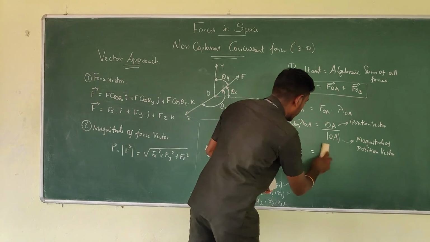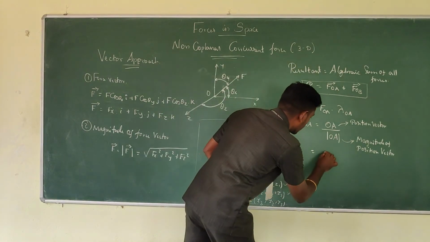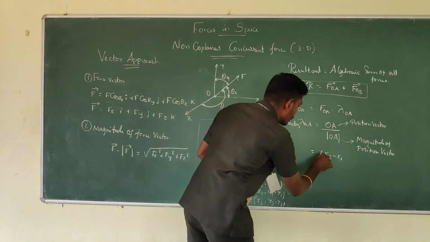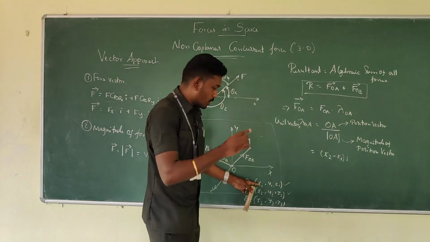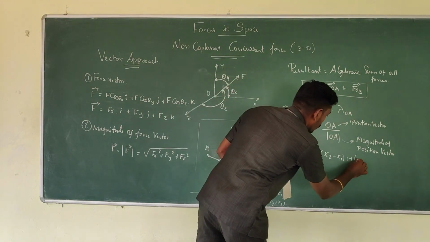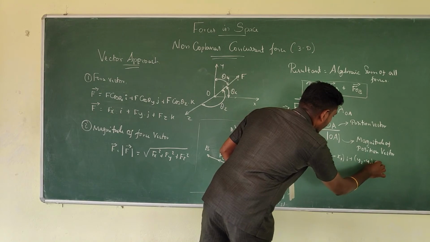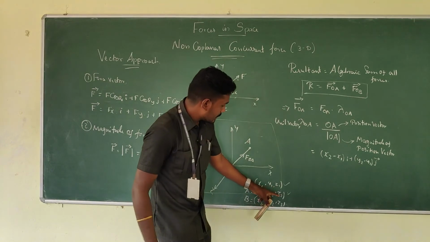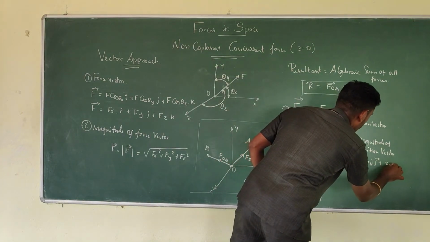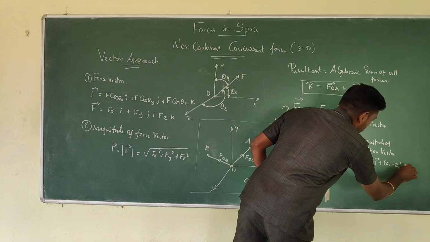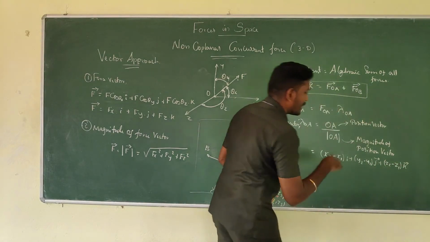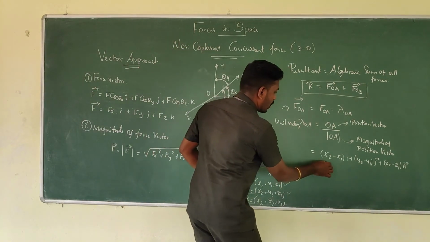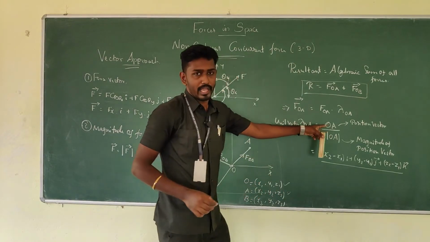So that means I can directly write it as (x2 minus x1) into i, the x component, and (y2 minus y1) into j, the y component, and (z2 minus z1) into k, which is the z component. This is all, divided by the determinant of this OA. Am I right?